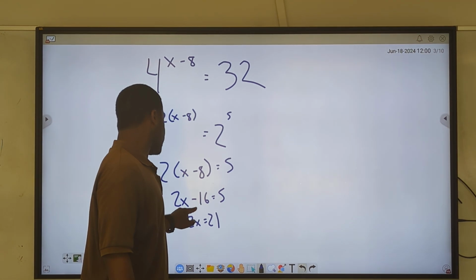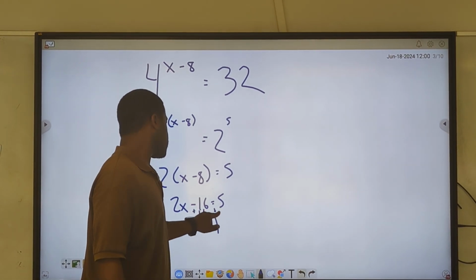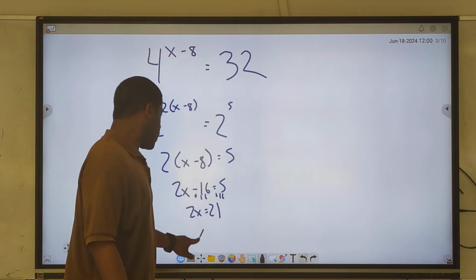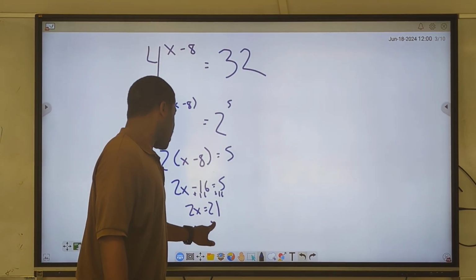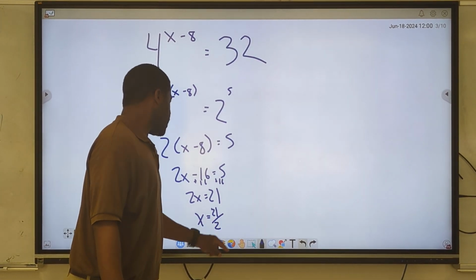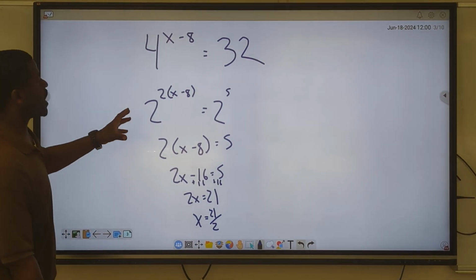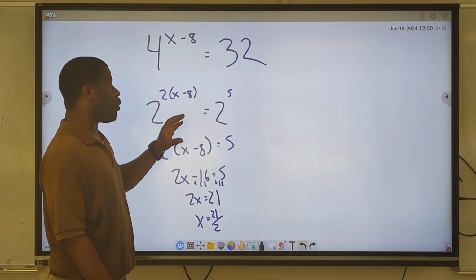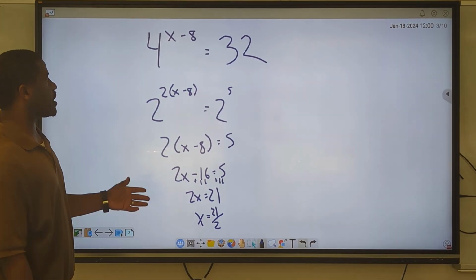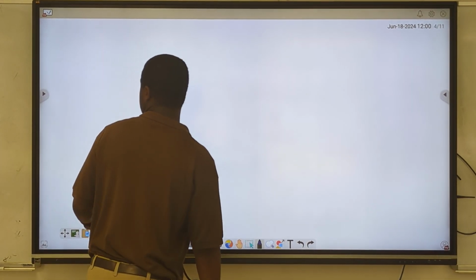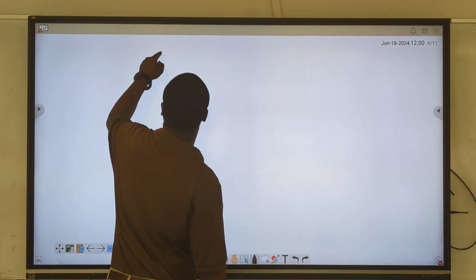Adding 16 to both sides, 2x is equal to 21. And once we divide by 2, x is equal to 21 halves. So this is another way to solve this type of equation. Remember, our goal, just like on the last one, was to get the common base. All right, so now our last problem.